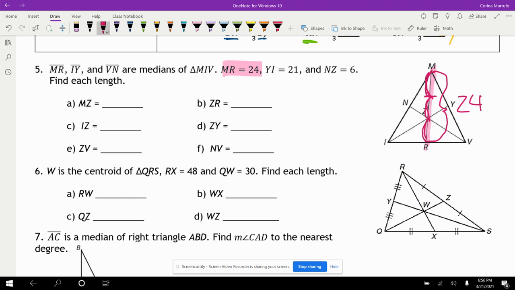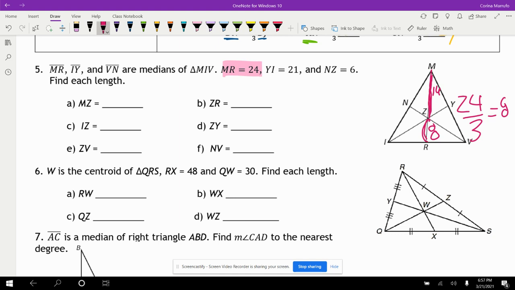If I take 24 and divide it by 3, that gives me 8. And that means each little section is 8. So this is 8, 8, and 8. Let me erase some of this so it's not so messy. 8 and 8. That means that this whole piece from M to Z is not 8 and 8. 8 plus 8 is 16. So instead of having 8 and 8, I'm going to put a 16 here.